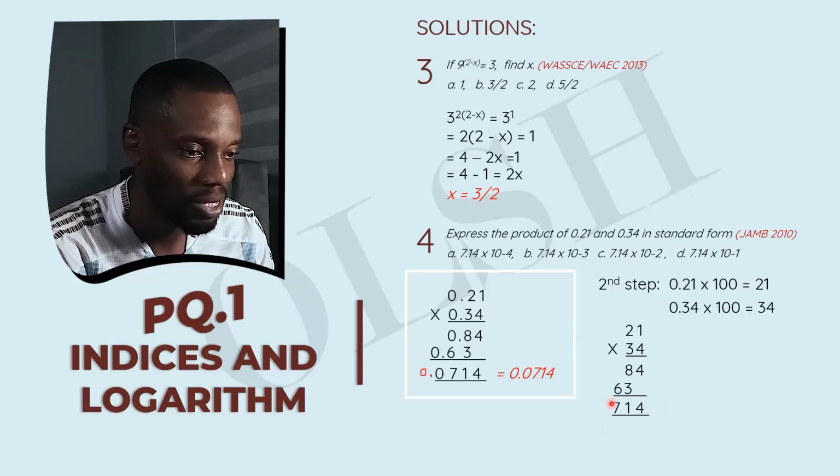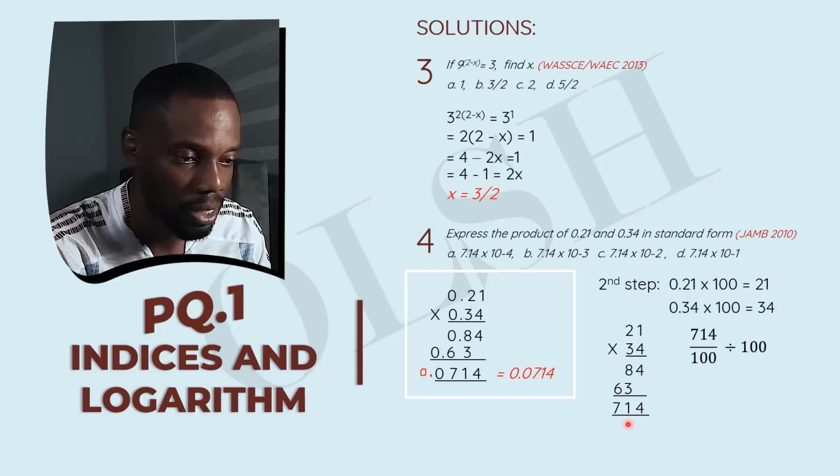Okay, now we have 714. We divide 714 by 100 and divide our answer by another 100. So we have 714 divided by 100, and we divide our answer by another 100. This 100 is the first one here, this one is the second one here. Okay, so if we do this, we're going to have 714 divided by 100 times 100.